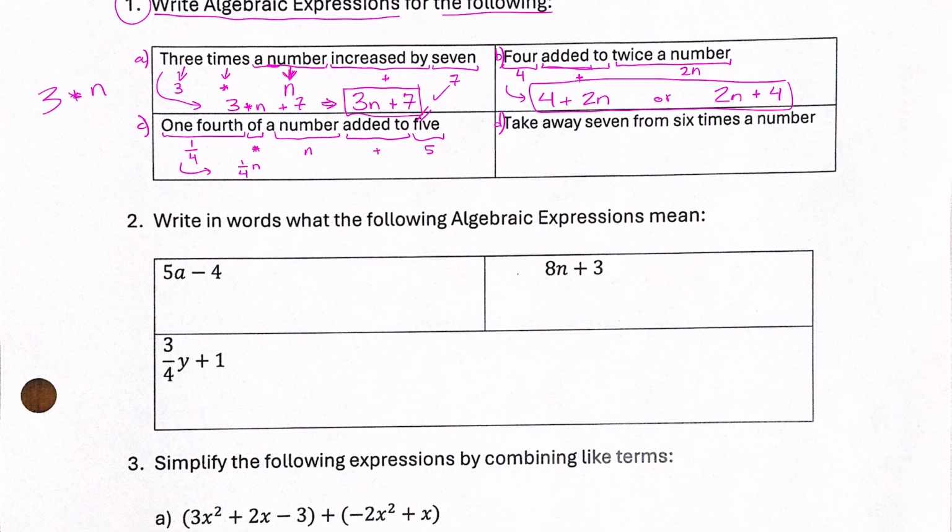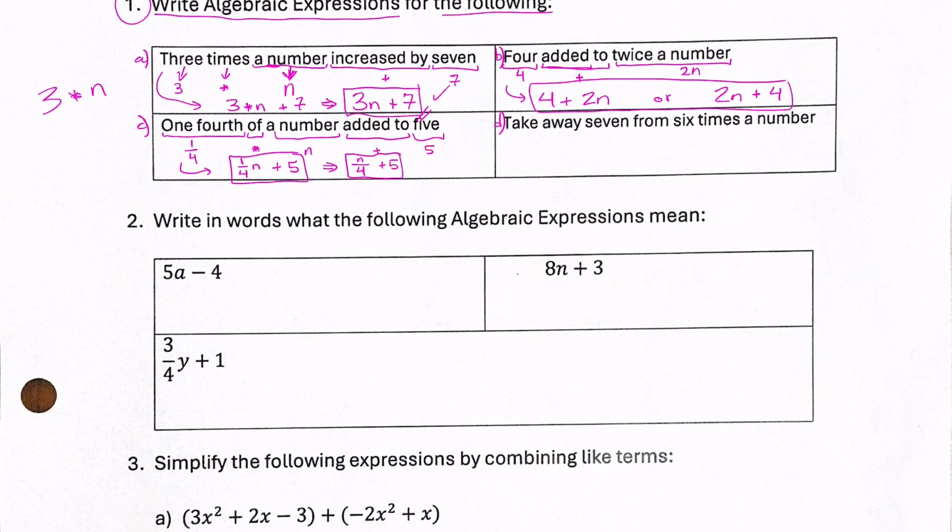Remember, 1/4 is a number. So it's 1/4 of n, so 1/4 times n added to 5, just like that. Now, this is correct. This is perfect the way it is, 1/4 n plus 5. But you may write it this way as well: 1/4 of n is the same thing as n/4 plus 5. So that works as well.